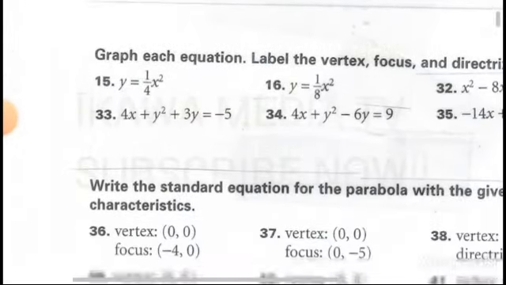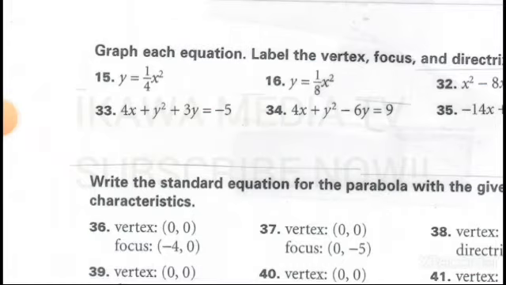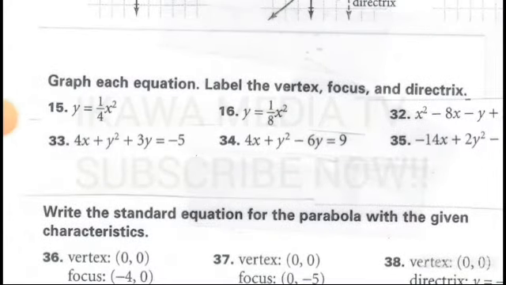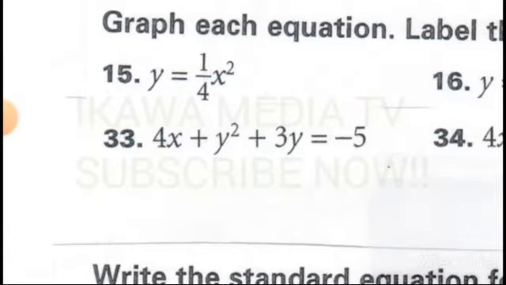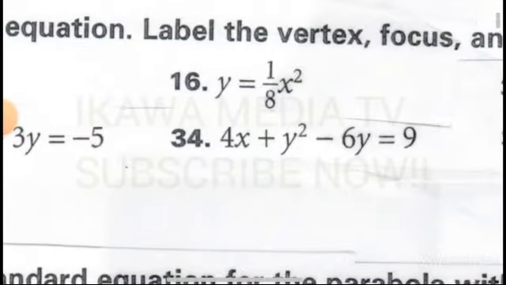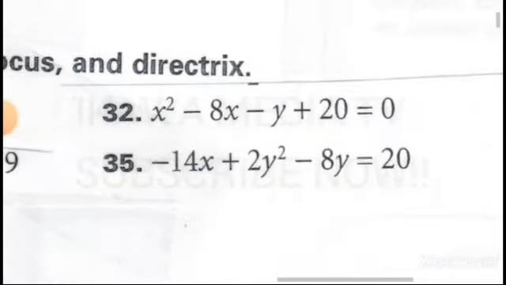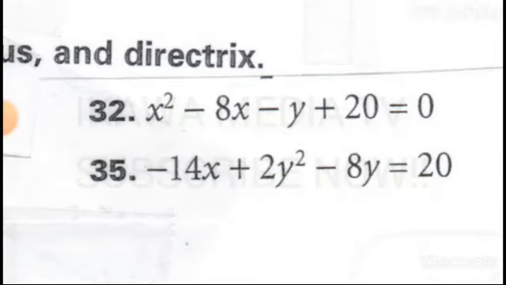We have question number 2, which asks you to graph each equation and label the vertex, the focus, as well as the directrix. You are given equations, and you are required to graph and to label the vertex, the focus, and the directrix. You are given questions 15, 16, 32, 33, 34, and 35. Have a look at these questions. They are clear in the first video. You can go via the link which I uploaded in this video description. Check 32, 35.